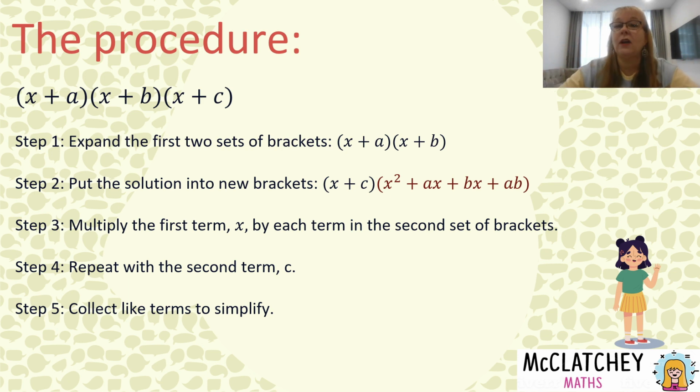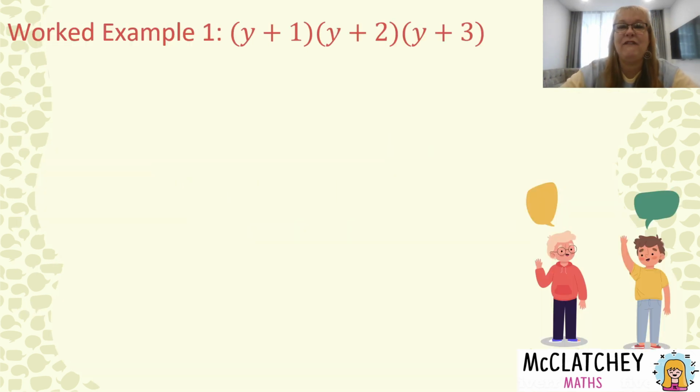Now, that might sound like a whole lot of mumbo jumbo. It always does until you've got some worked examples. So let's jump into our first worked example. I've tried to keep the numbers really simple for this one. y plus 1 multiplied by y plus 2 multiplied by y plus 3. So first of all, we're going to follow step 1. We're going to use our FOIL technique, firsts, outsides, insides, lasts, to multiply these two sets of brackets.